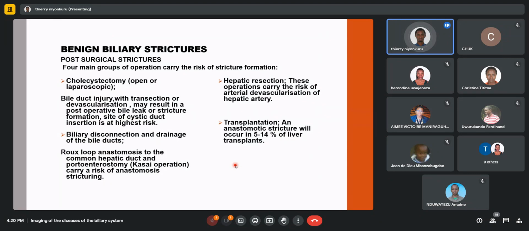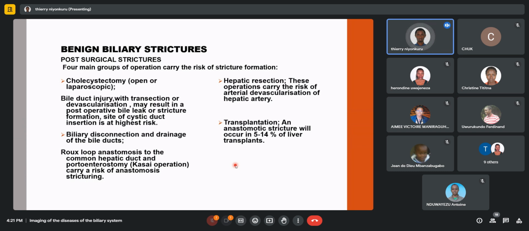There are benign biliary strictures. There are strictures which may be post-surgical, some due to post-cholecystectomy, open or laparoscopic. They may cause bile duct injury with transection or devascularization. This may lead to biliary leak or stricture formation, with a high risk at the site of the cystic duct. Biliary disconnection and biliary drainage may result from complications of surgery.